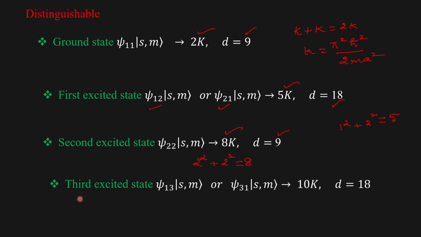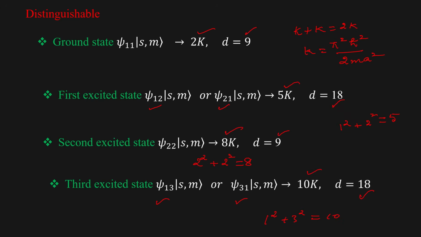Similarly, what will happen to the third excited state? Psi 1 3 χ_sm or psi 3 1 χ_sm. Here the particles are distinguishable, so naturally this will be different from this. So totally you have this spin state, here one 9, here another 9. So the total degeneracy is 18. Then what about the energy level? That is 1 squared plus 3 squared, which is equal to 10. So we have taken 10.